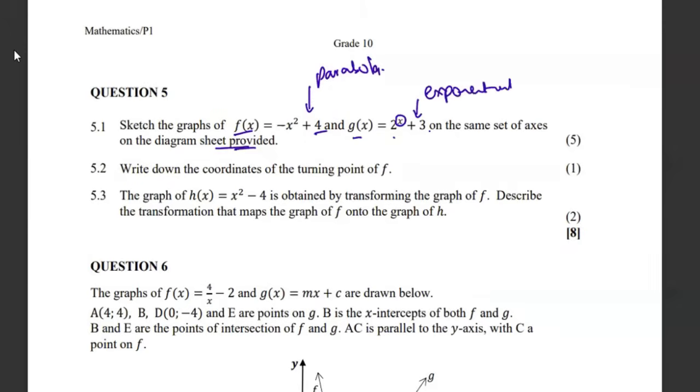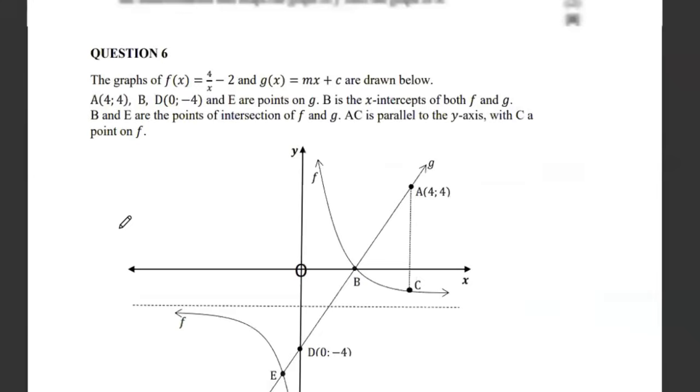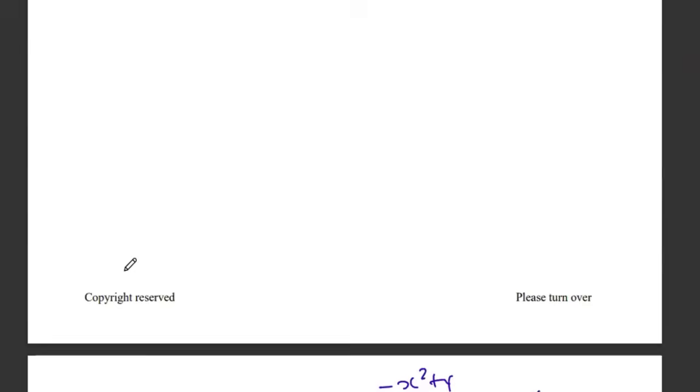So let's go to the graph page and see negative x squared plus 4. The other one is 2 to the x plus 3. Is that correct? Good. So there are different items that we need to look out for. Some people prefer to use the table method, and there's no problem with that. But I prefer to use the approach that is going to give me all the marks. I am not saying that the table method is not going to give you the marks, but there are certain aspects that we look out for.